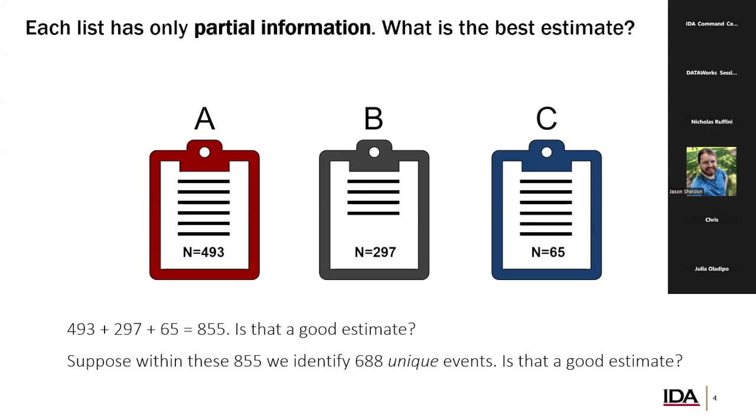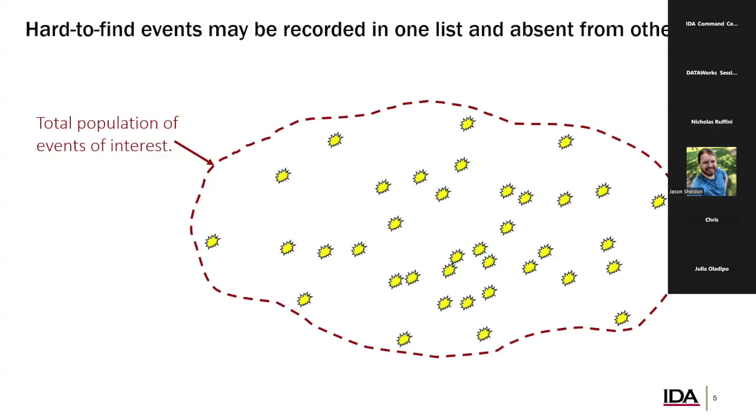If they took the trouble to eliminate any duplicates and they only had, let's say, 688 unique events in this case, is that a good estimate? That might be undercounting if there are occurrences out there that none of these groups saw. And you have reason to believe that there are other events that none of them saw because there are events that are appearing on some lists and not others. So really, we need a formal method where we can come up with a better estimate for what we missed out there.